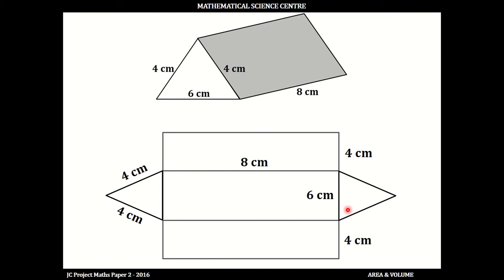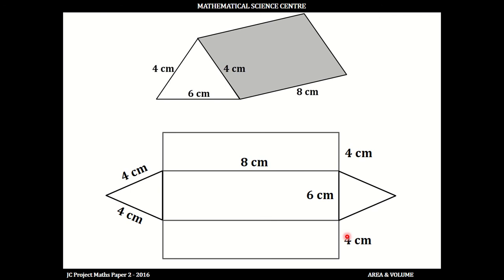So you can see here, the 8 by 6, what does this represent? The base. And then we've got these two sides which fold over to give it sort of a roof effect. So that's 8 by 4, and this one here is also 8 by 4. And then we've got these two triangular ends. That's 4, that's 4, that would be 6. That's 6, that would be 4, and that would be 4.